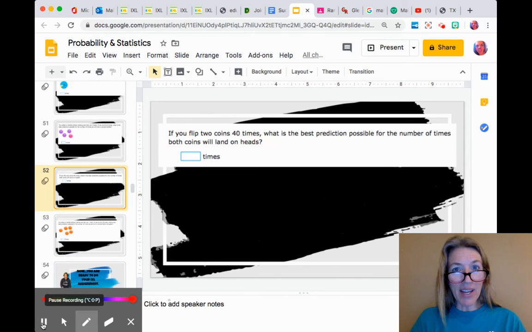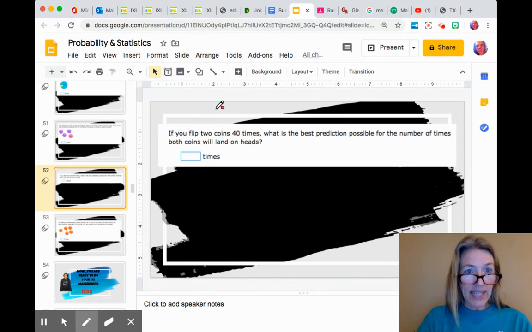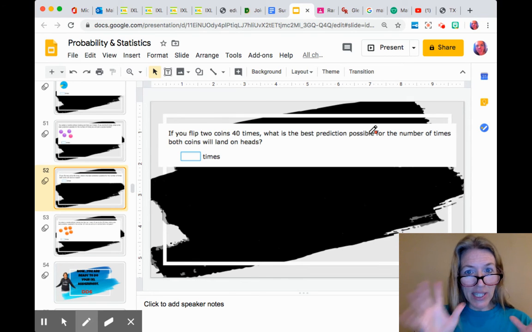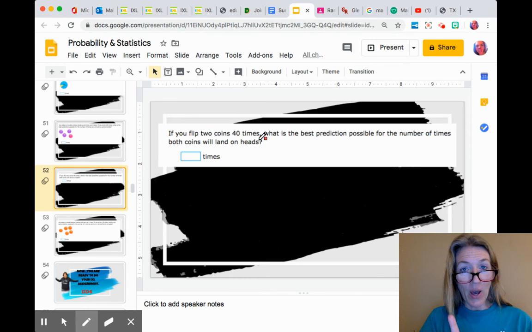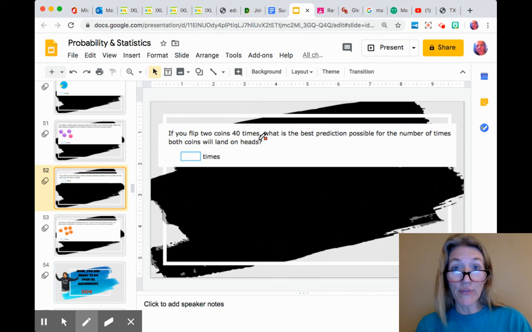Okay, guys, I'm on example number 4. In this particular case, we're going to flip 2 coins. And not only are we going to flip 2 coins, we're going to flip 2 coins 40 times. So we've got to find a prediction for the possible number of times it's going to land on heads. We've kind of got 2 parts here. I've got a compound probability, and then I've got to make a proportion and set that up to 40.